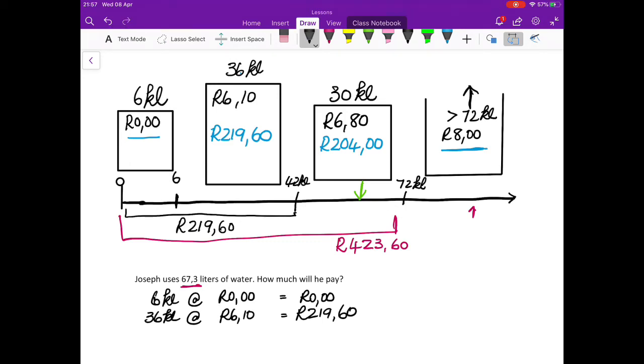Okay, so he's got to get up to 67.3. So over here, we've got to get to 67.3 kiloliters. So how are we going to work that out? Well, we are going to say 67 minus 36 minus 6, and that will give us a total of 25.3 kiloliters. To find out the cost, okay, we go and have a look, and that is at 204 Rand.